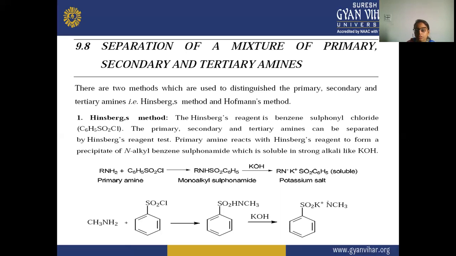This monoalkyl sulfonamide then reacts with potassium hydroxide, which is a strong alkali, and there is a formation of a salt, RNK+SO2C6H5, because of the presence of the lone pair. That salt is soluble in the strong alkali.